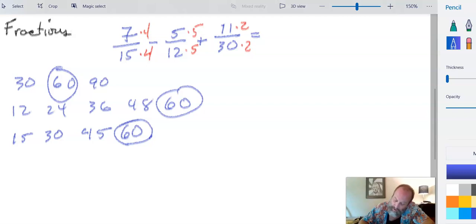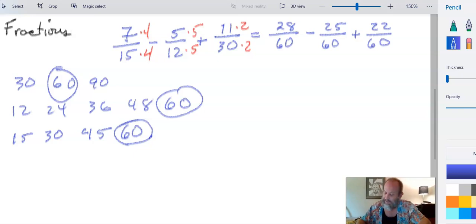There we go. So let's see here. That would give me 7 times 4 is 28. So I have 28 over 60 minus 25 over 60 plus 22 over 60, right? And so this is what we're trying to compute now.